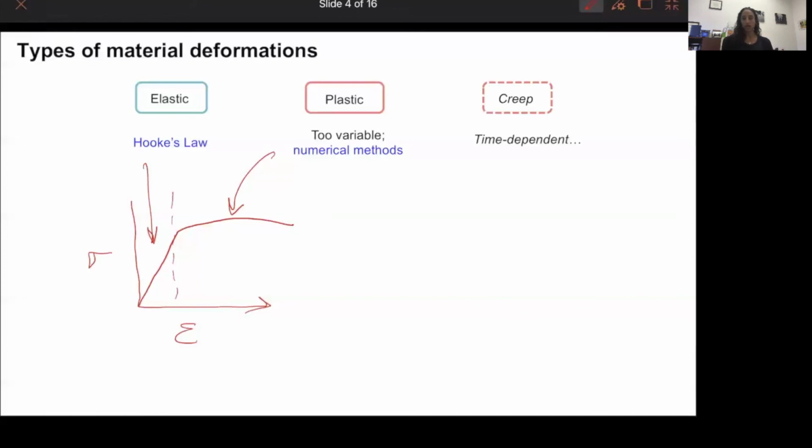And the third type of material deformation that we'll be talking about is creep deformations. These are deformations that are time dependent. So if we apply a load or we apply a displacement, the response will actually change from the point that we're looking at it now, and if we were to come back an hour from now.